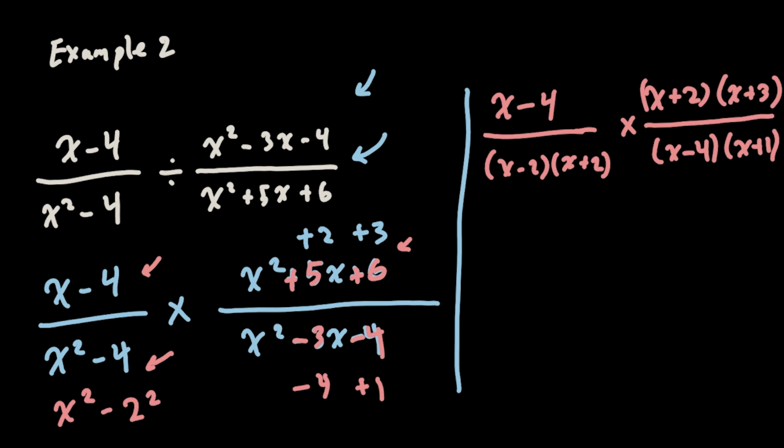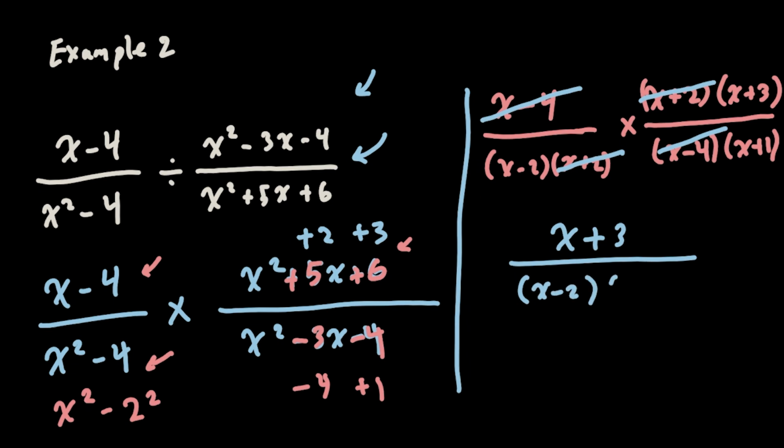Now just see here, we can cancel some terms. We'll cancel this with this, and we will cancel this with this. The remaining part would be x plus 3 over x minus 2 multiplied by x plus 1.